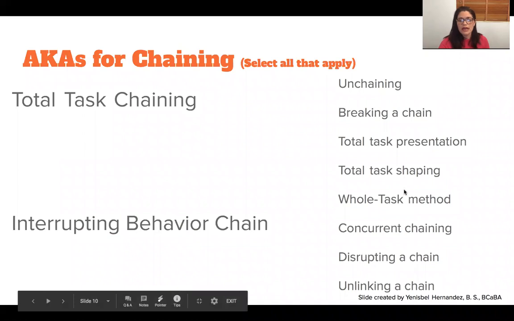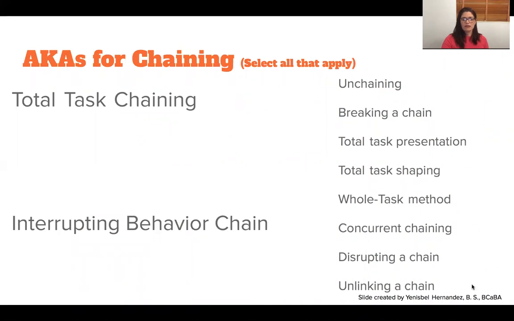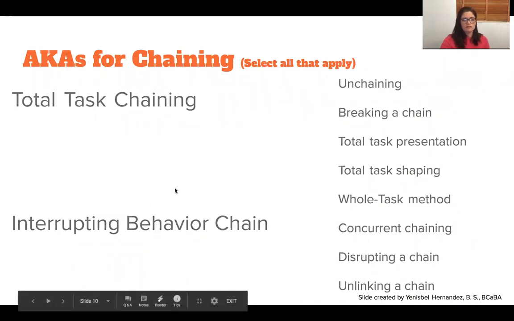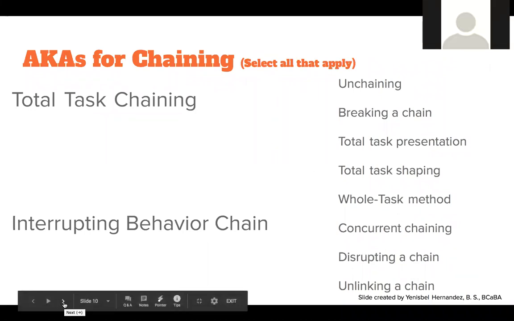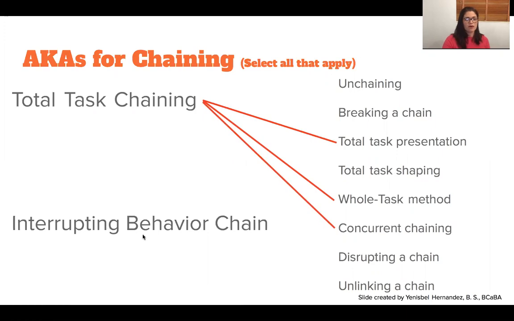Okay, guys, so enough about that. Now let's do the actual AKAs. And I think you're going to get this right because we just talked about it. So total task chaining. Which one should I put for this one? Total task presentation. Total task presentation, go ahead. Anybody else? Come on guys, we just went over this, so it should be easy. Should be the easiest one from the bunch. Whole task method. Whole task method, good job, nice. Concurrent training. Nice. Good job. And the other one is interrupting behavior chain.